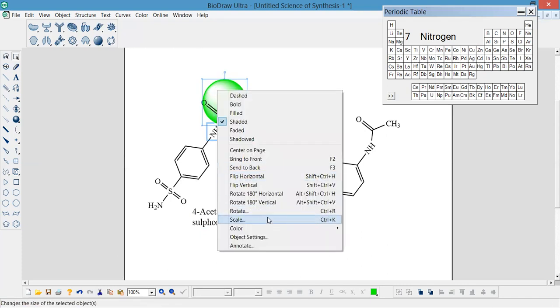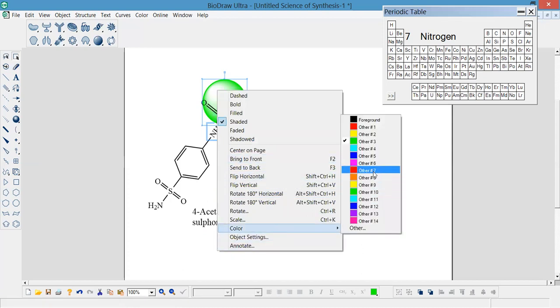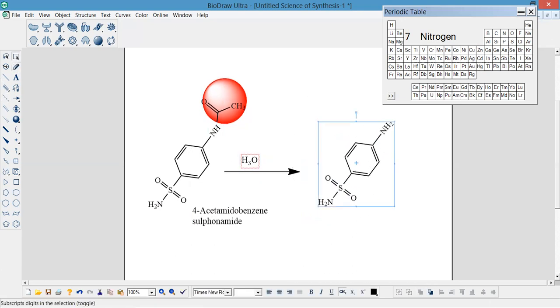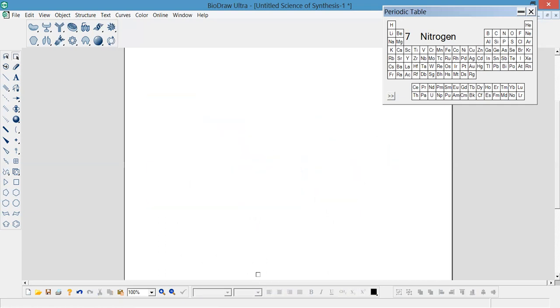Put it down with the red colors indicating that removal. Now here is this. This is a sulfonamide. This is a structure of sulfonamide. Now you can draw the structure of many compounds or chemical reactions by using this software. And you can even draw the mechanism of a reaction by using this software.